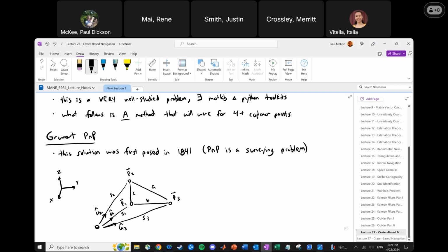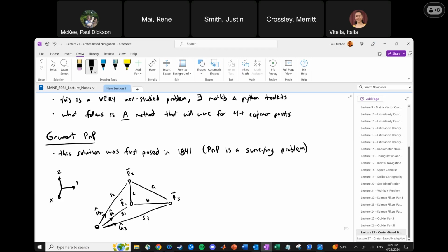So in this case, it's clear that if we know P1, P2, and P3 in the world frame, then we know A, B, and C. And if we're measuring U1, U2, and U3, hopefully we can find S1, S2, and S3. That is the problem that Gruner posed in 1841.